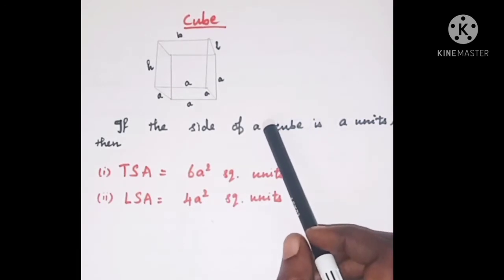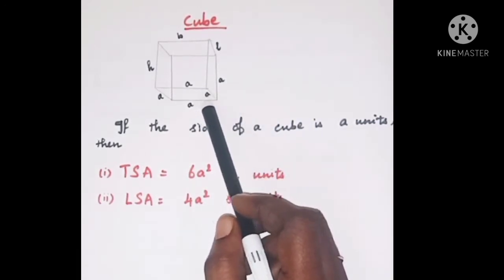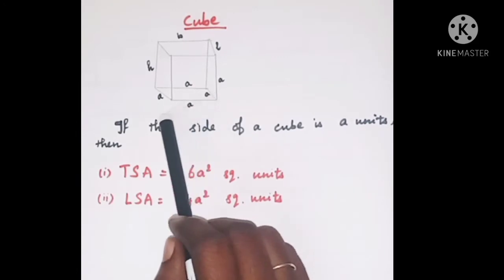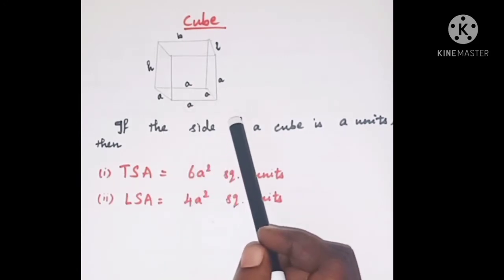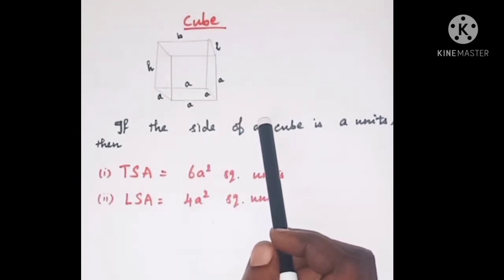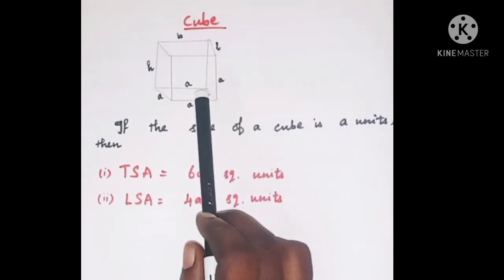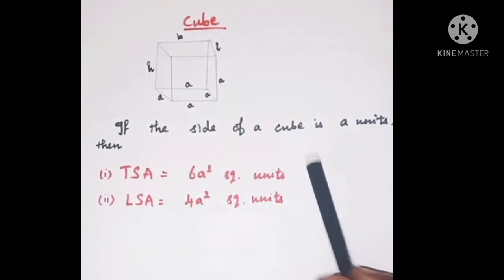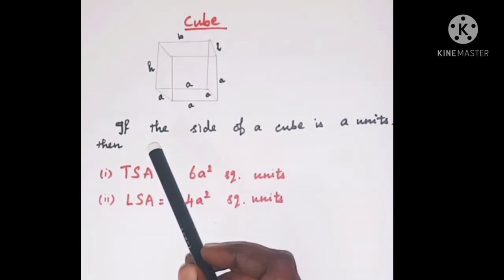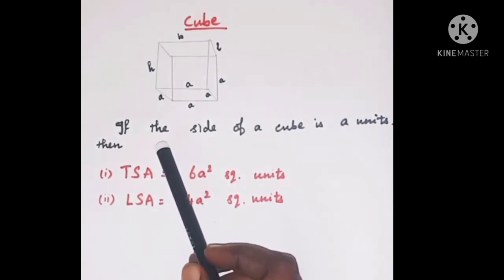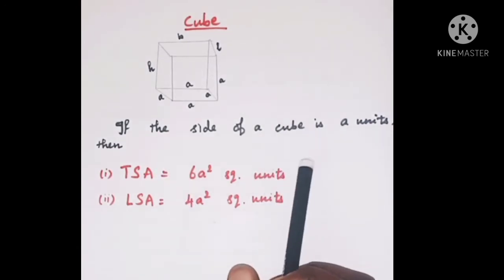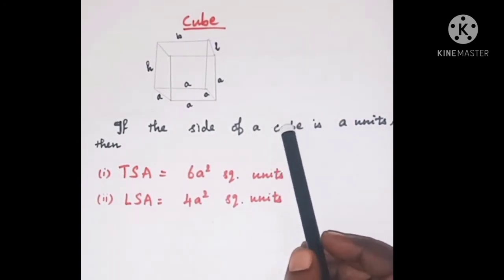Here are some real life examples. What are the real life examples of cube? Dice, ice cubes, sugar cubes, chalk piece box, etc. are the examples for cube. Cube, being a cuboid, has 6 faces, 12 edges and 8 vertices.